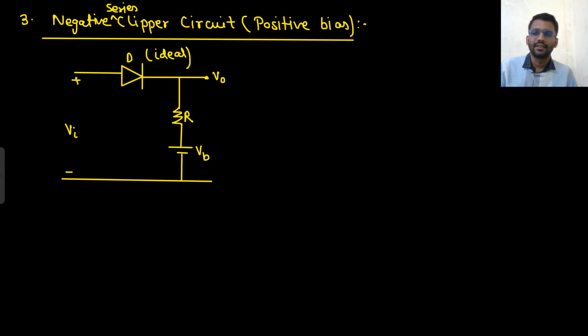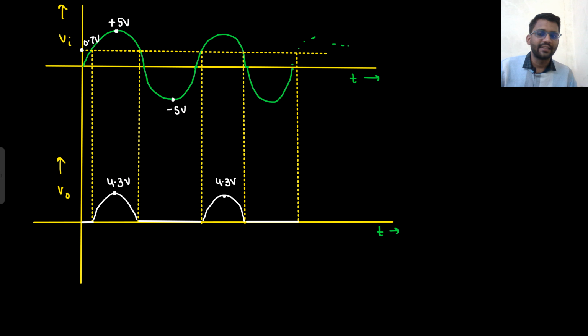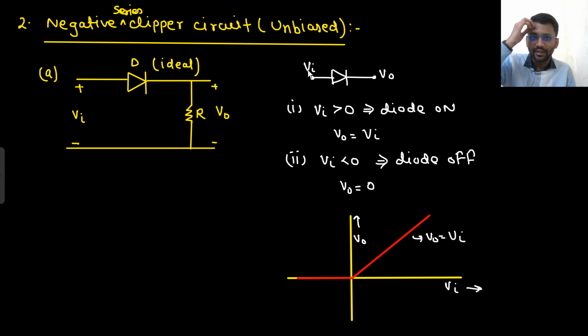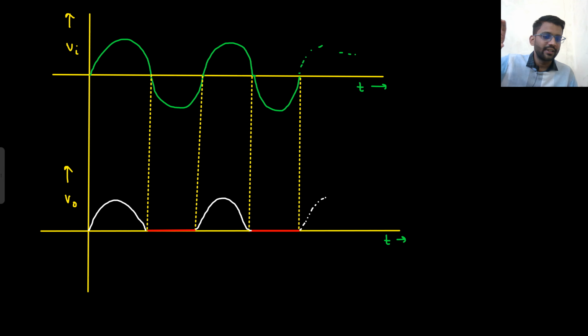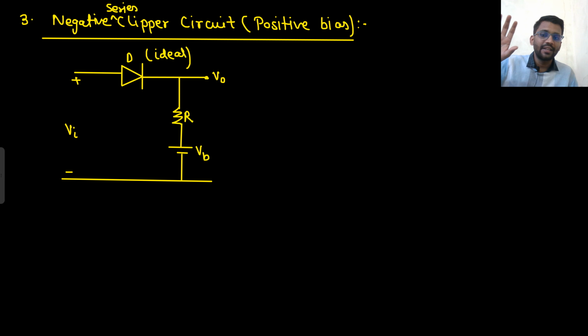Let's move on to the next circuit. Now we are studying the negative series clipper circuit but with the positive bias. All the circuits we studied previously were unbiased, that means there was no battery. Only the input voltage was applied, and it can be sinusoid or anything. But here a positive bias will be there. This voltage will be there, so this is the different thing now.